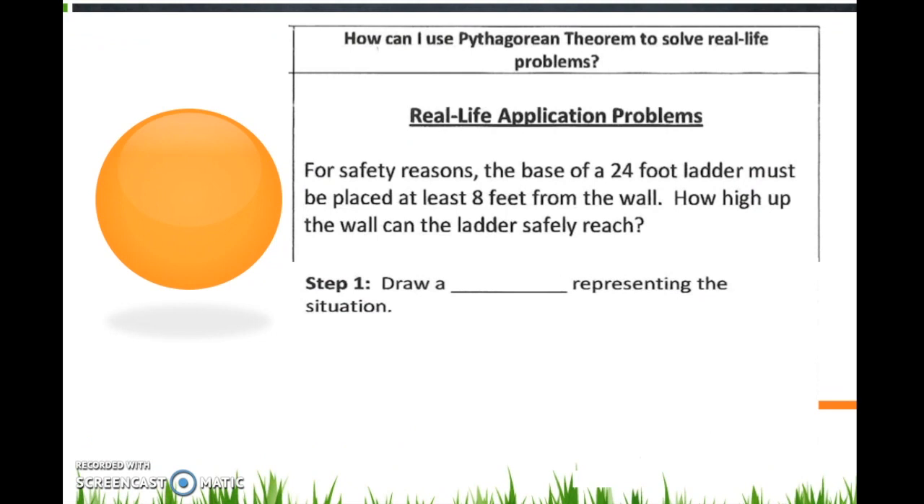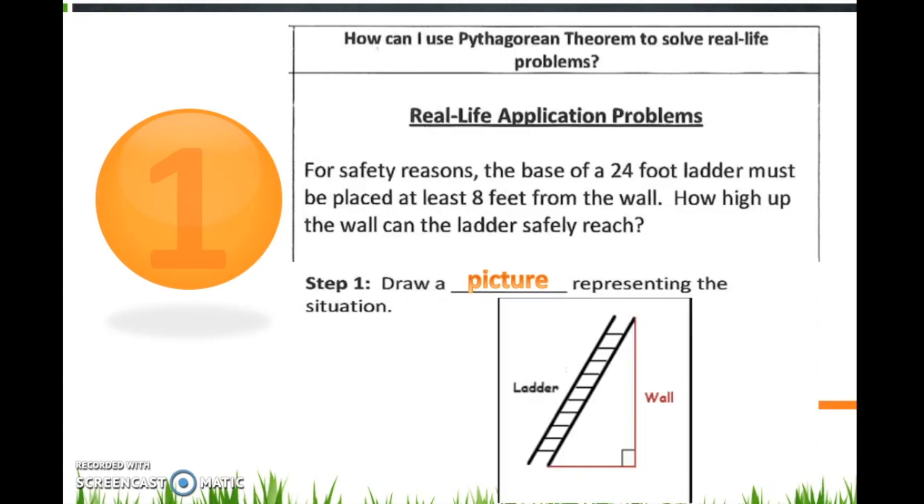Let's read the real-life application problem. It says, for safety reasons, the base of a 24-foot ladder must be placed at least 8 feet from the wall. How high up the wall can the ladder safely reach? Step number 1, draw a picture representing the situation. So here's our picture. A ladder placed at least 8 feet from the wall.